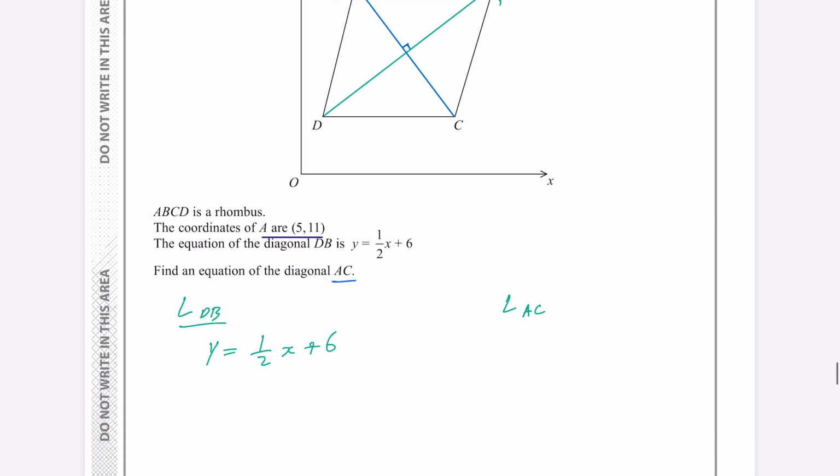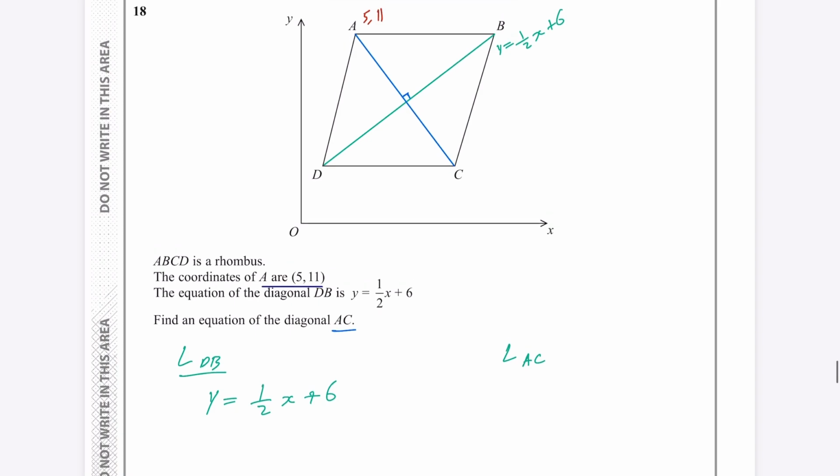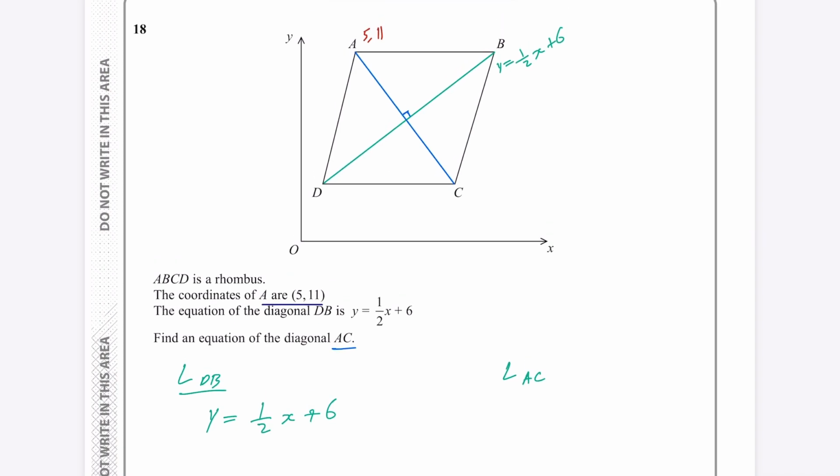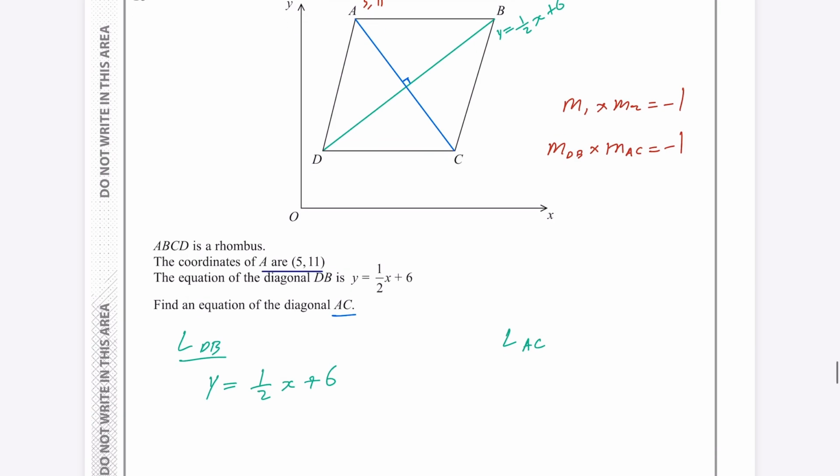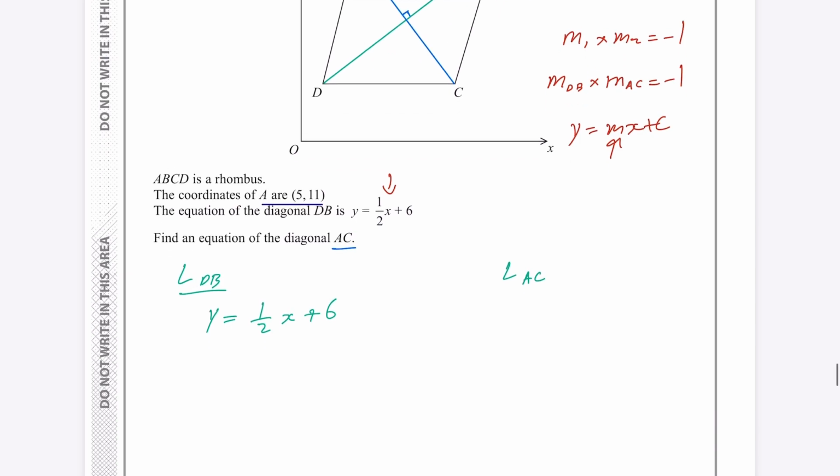Now, because both these lines are diagonals, there's a rule that you need to remember: when two lines are perpendicular, we can work out the gradient using this formula where m1 times m2 is equal to minus 1. So this is the same as saying the gradient of line DB times the gradient of line AC is equal to minus 1. So we know the gradient of line DB is a half, because remember the equation of a straight line is y equals mx plus c, so m is a half. So we can put it into that equation, so we'll do that down here.